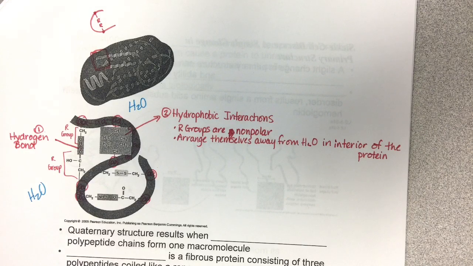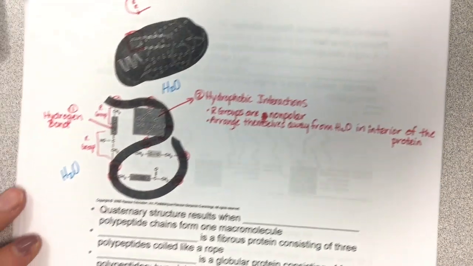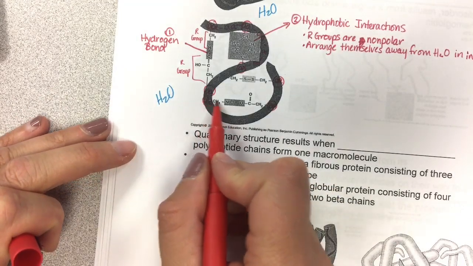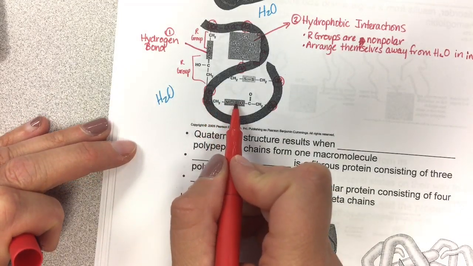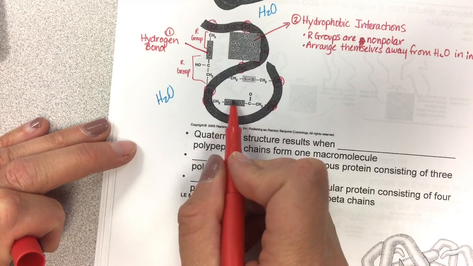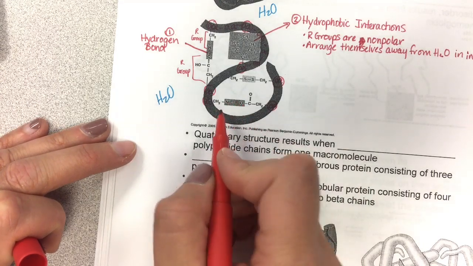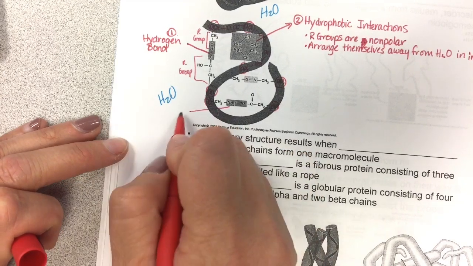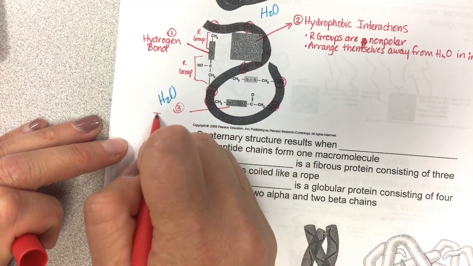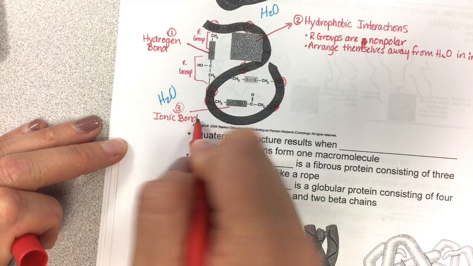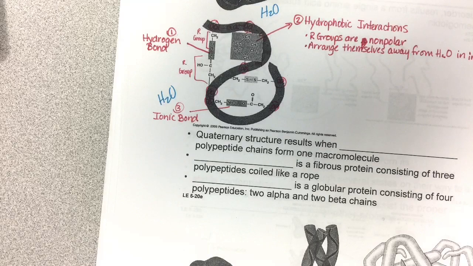Okay, so then let's look down here. Let's look at these two. This is the R group of this one, and this is the R group of this one. These are electrically charged. This is a nice positive charge. This is a nice negative charge. So these are attracted and can make an ionic bond with one another, based upon the opposite charges.